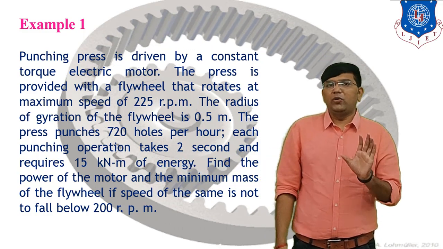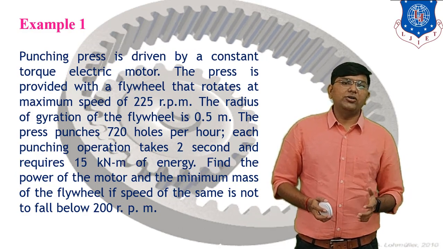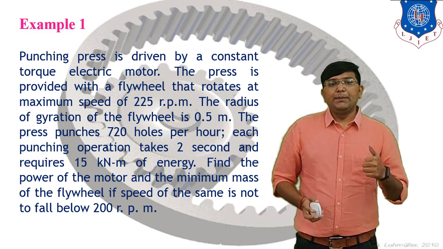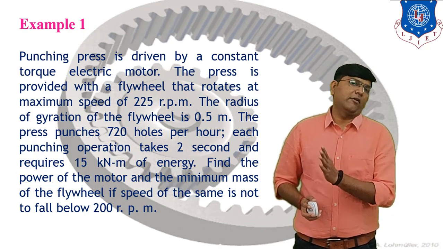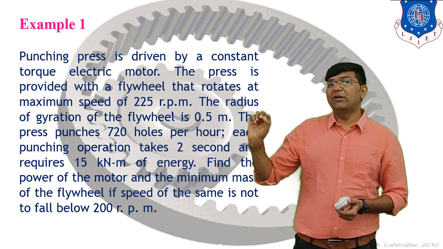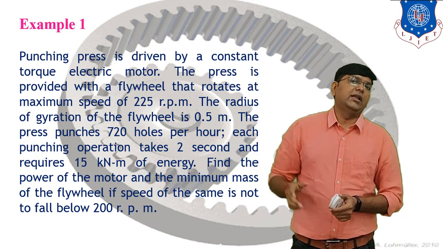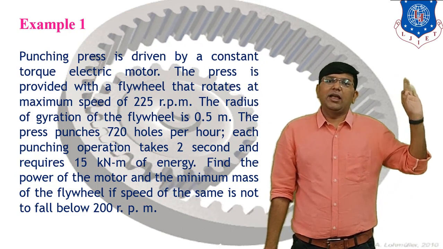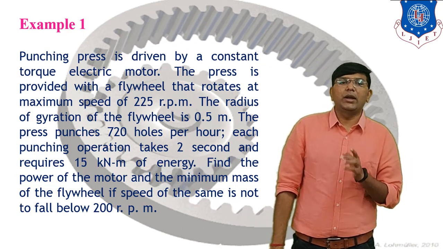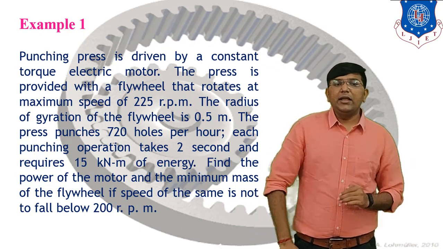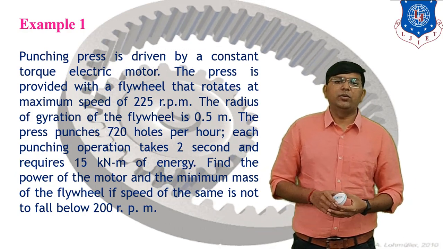Now we have to solve one numerical based on the punching press. The punching press is driven by a constant torque electric motor. The press is provided with a flywheel that rotates at a maximum speed of 225 rpm. Now, there are two speeds: the first one is the maximum speed and the second one is the minimum speed. Maximum speed we indicate as capital N1 and minimum speed as capital N2. So the value of N1 is 225 rpm. The radius of gyration of the flywheel is 0.5 meter, so small k is equal to 0.5 meter.